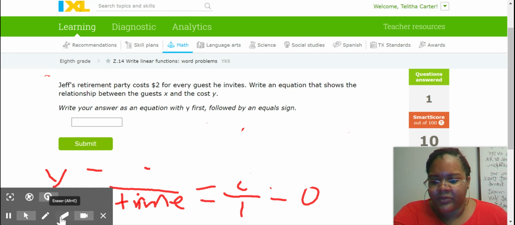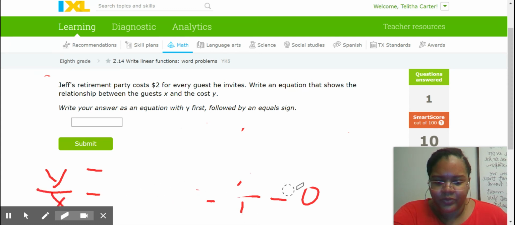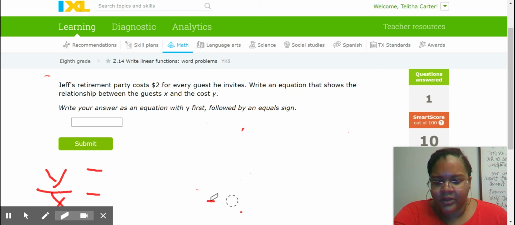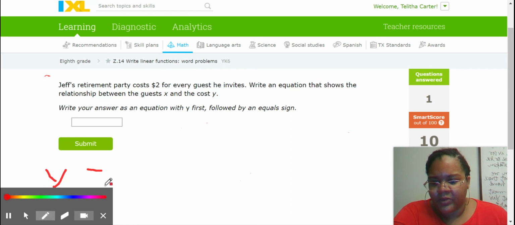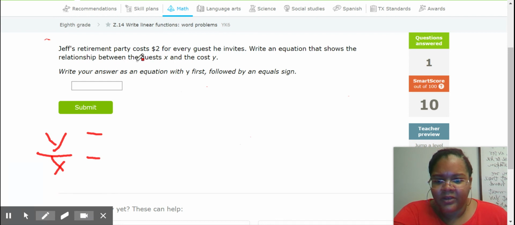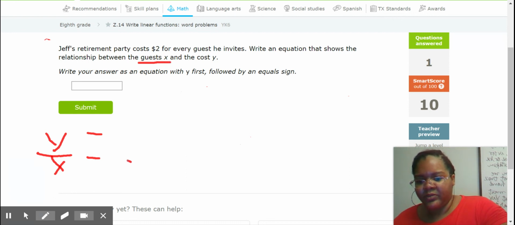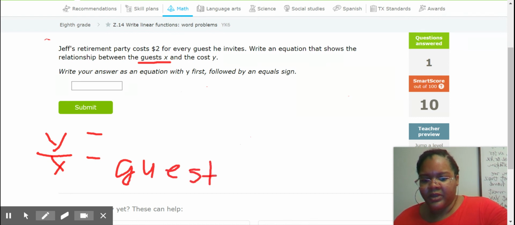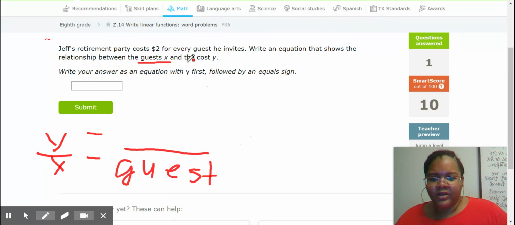All right. So once again, I'm going to erase that. Once again, I want my slope, which is y over x. Now it says the guest represents x. So down here, I'm going to put guest. And then it says the cost equals y. So that's money. So my y is my money.